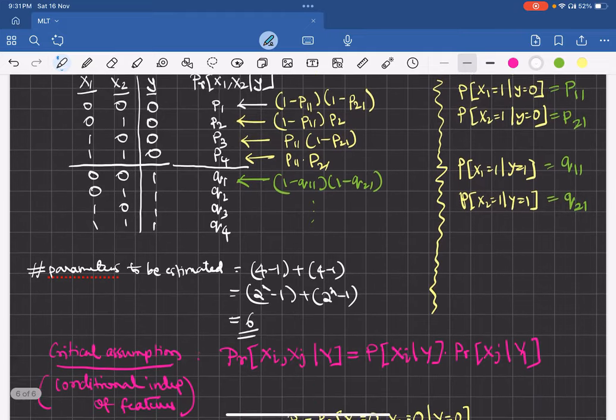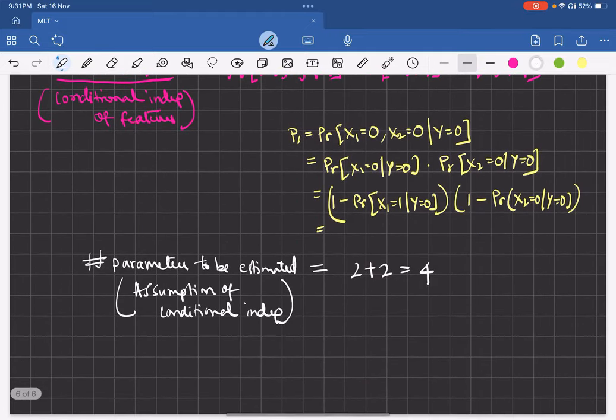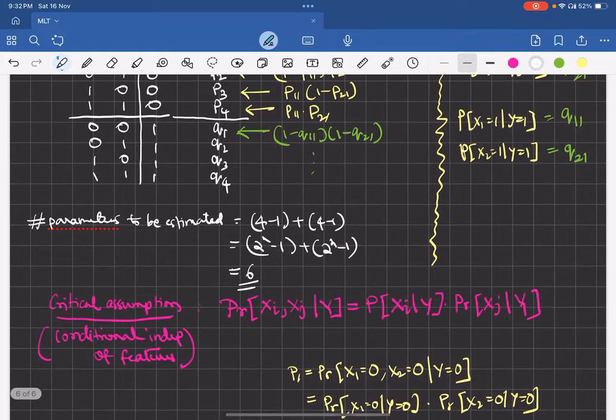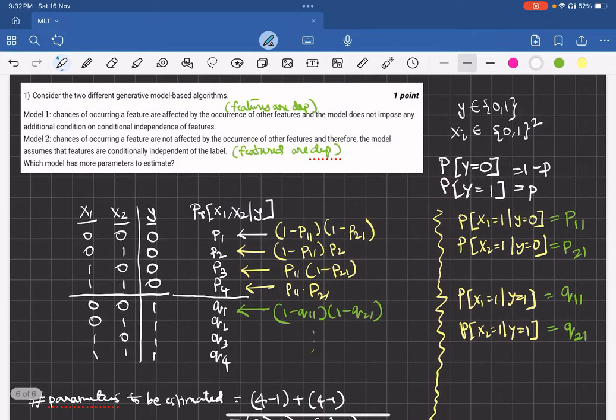All right. So ultimately we got only 4 parameters, instead of 6 parameters that we had without the assumption. Because of the assumption, we are able to write the joint probability as a product of probabilities, and hence we require only 4 parameters to be estimated. So which model has more parameters to estimate? The first model.